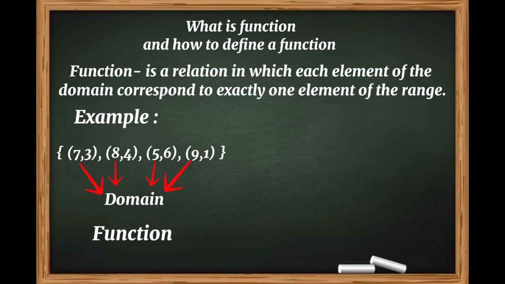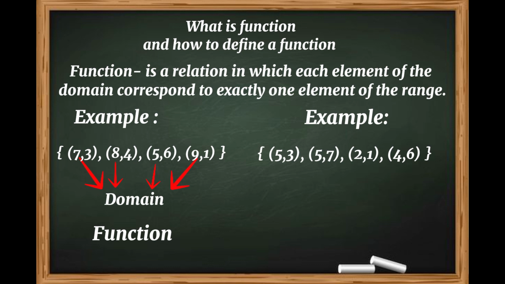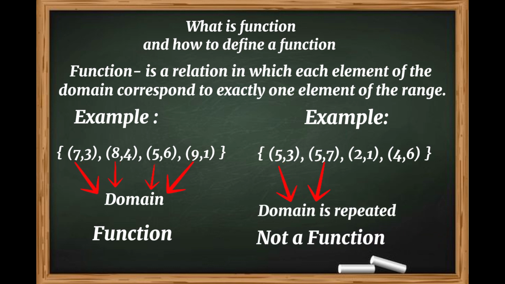Here is another example on how to identify a relation that is not a function. As we can see, the domain is repeated for another range, so this is not a function. Remember, a domain corresponds to only one element of the range.